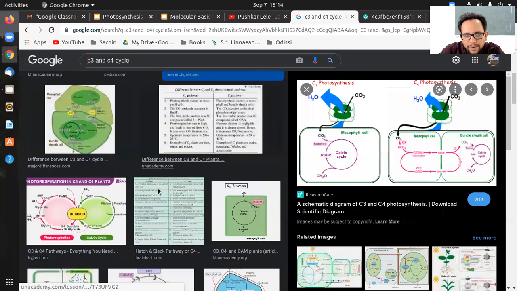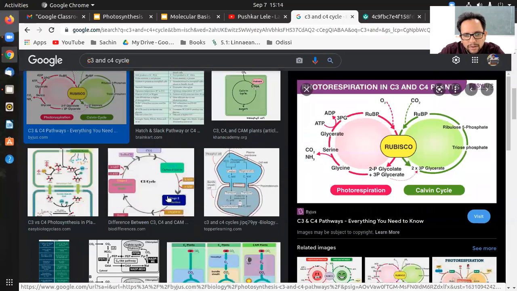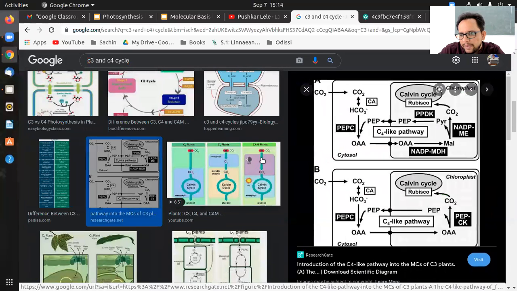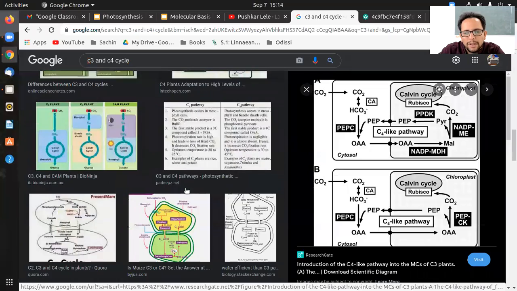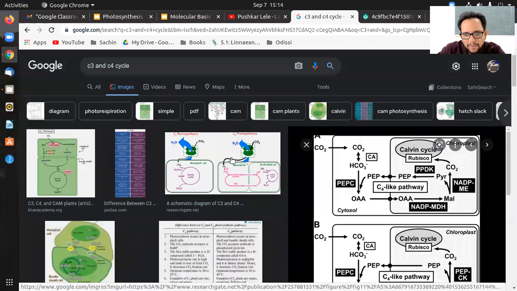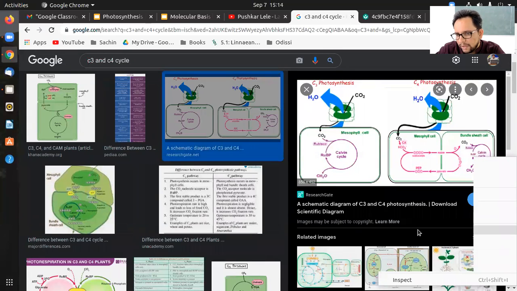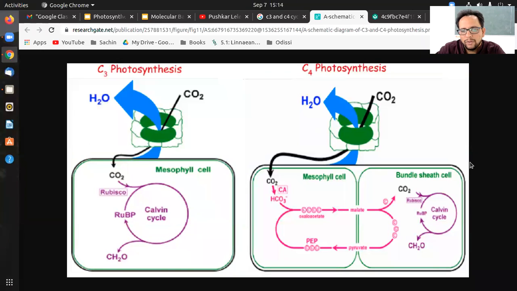Not good. Is this better? No. I want that specific reaction. Now, this looks very complicated. See, I can try and explain with this itself. Yeah. Open. So this is the C3 photosynthesis.